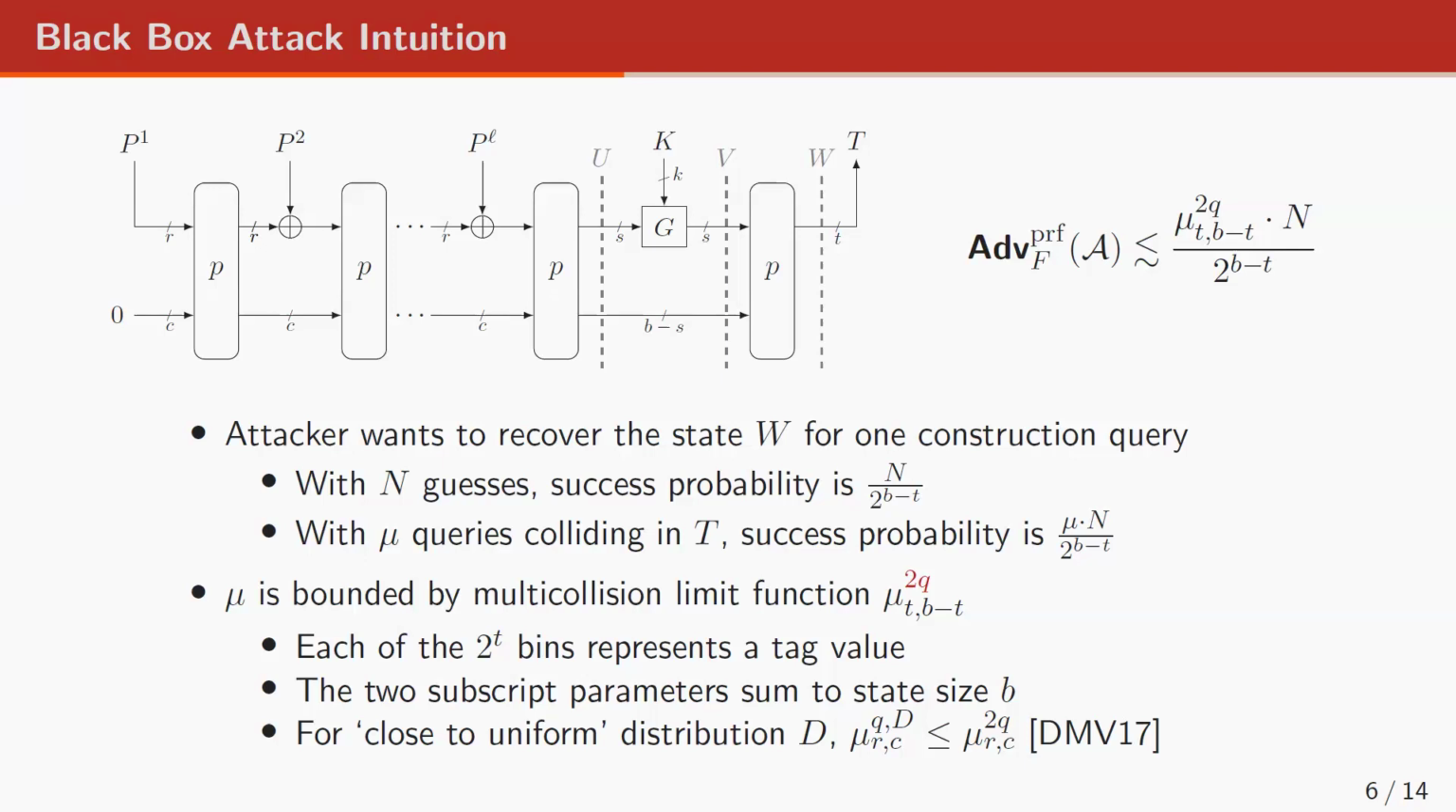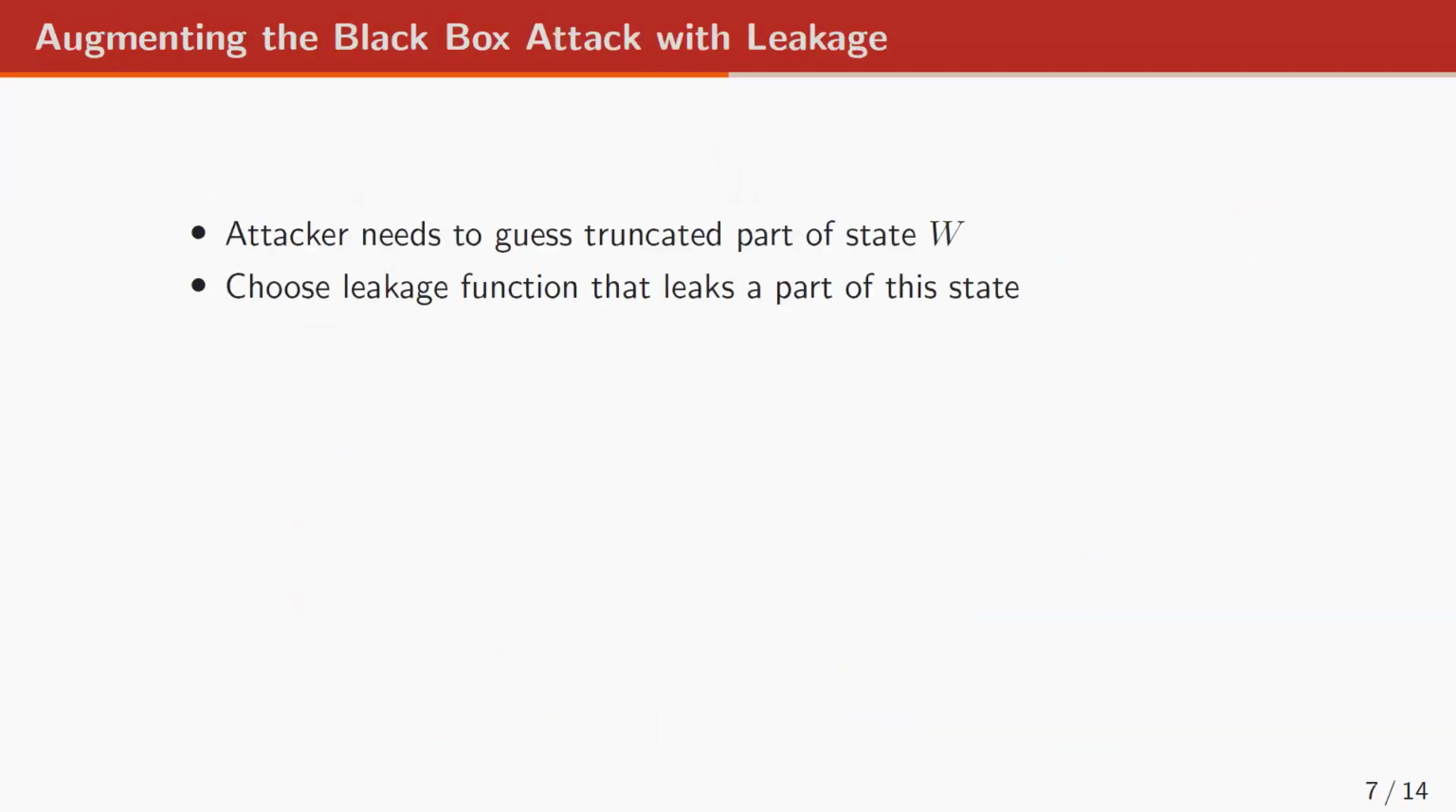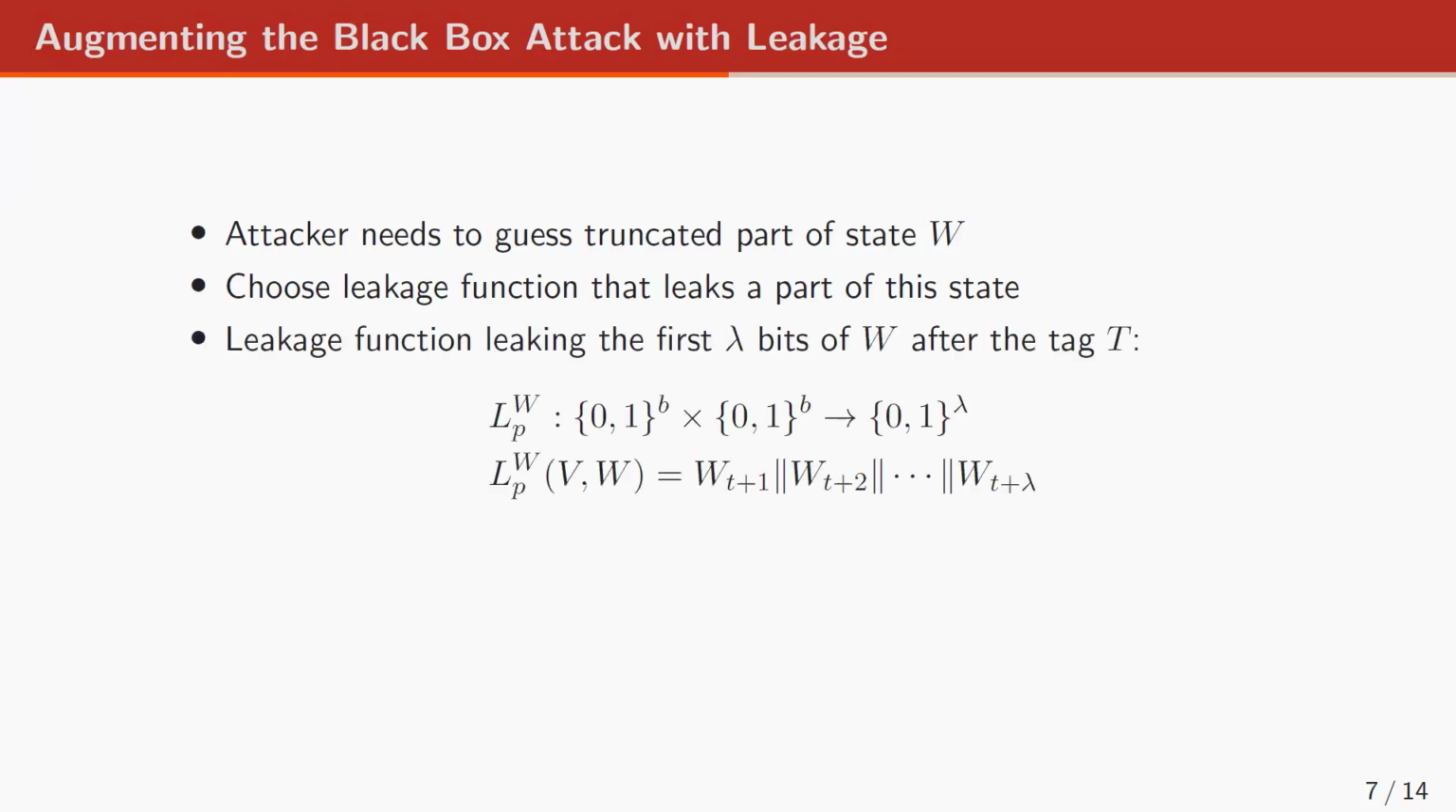So now let's see how we can augment this black box attack with leakage to find out if it matches the leakage bound. In the black box attack, the attacker's goal was to recover the truncated part of the state W. So we can use a leakage function that leaks exactly a part of this state. For example, the leakage function you see on the slide leaks the first lambda bits of the state W after the tag. So intuitively, now the attacker just learns a longer tag than before.